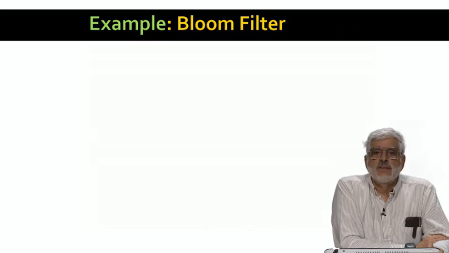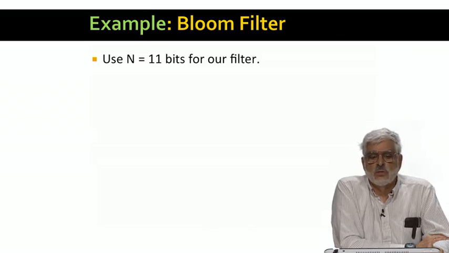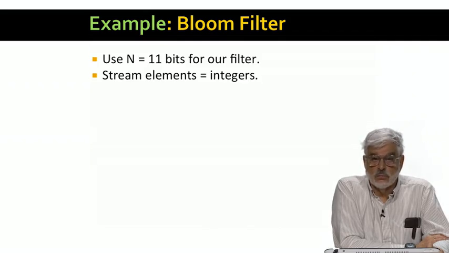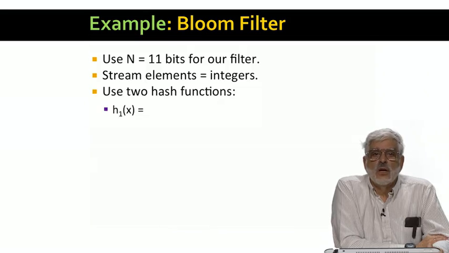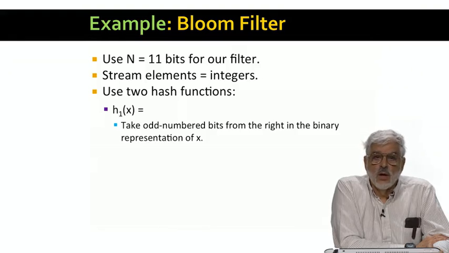So here's a tiny example of how a Bloom filter works. We're going to use an array of 11 bits. We'll assume the stream consists of integers, and we'll have two hash functions. The first, h1, is computed from an integer x as follows.